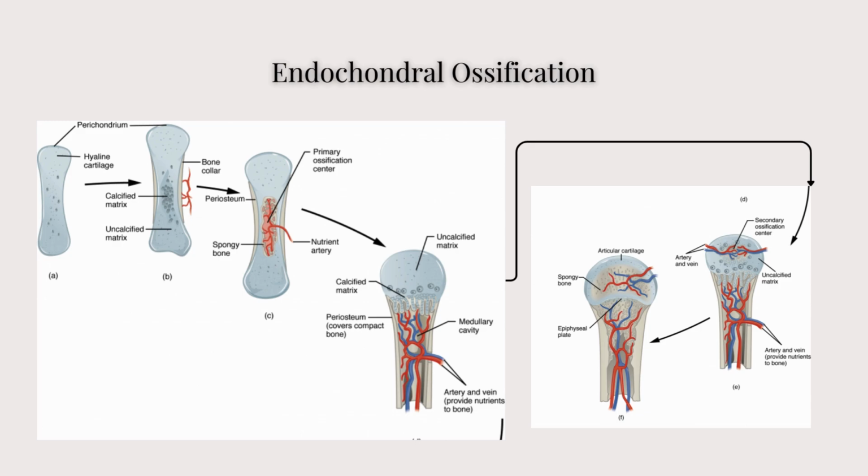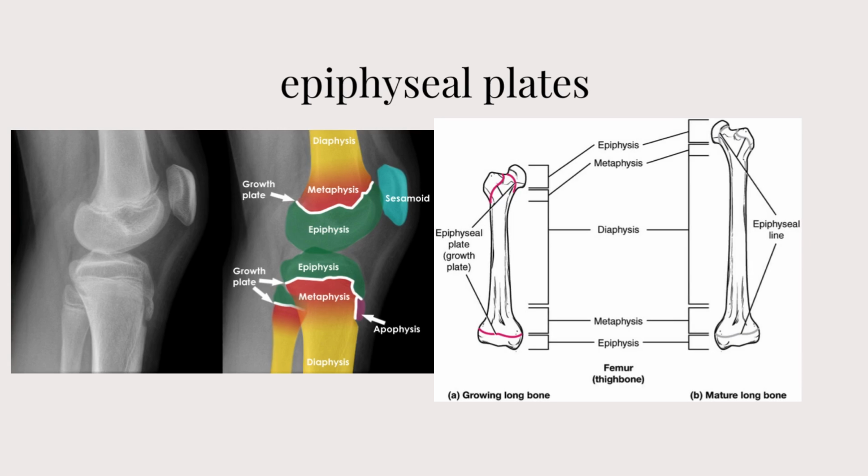Afterwards, secondary ossification centers develop at the end of the bone. Hyaline cartilage remains at the epiphyseal or growth plate and at the joint surfaces as articular cartilage. During childhood and adolescence, bones grow in length at the epiphyseal plates, known as growth plates. These plates are bands of cartilage located between the primary and secondary ossification center.